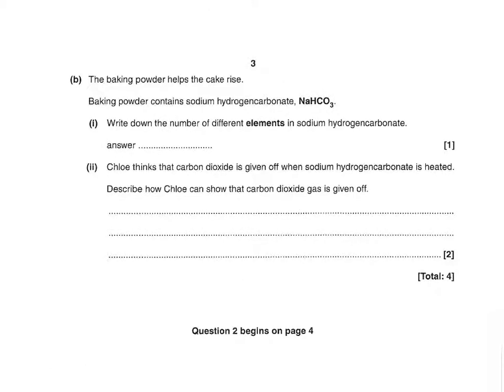Baking powder helps the cake rise. Baking powder contains sodium hydrogen carbonate. Write down the number of elements. Now for elements, all you have to do is count the capital letters in a formula. So there's 1 there for Na, 2 for H, 3 for C, and 4 for O. So there's 4 different elements in sodium hydrogen carbonate.